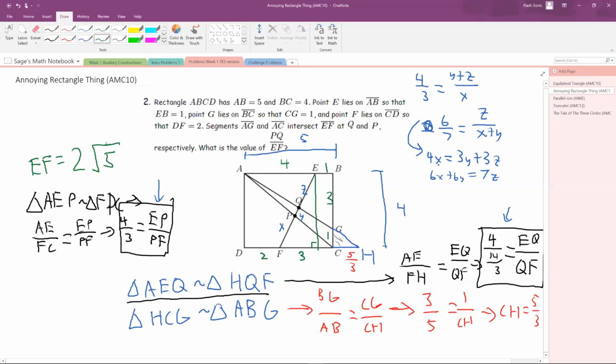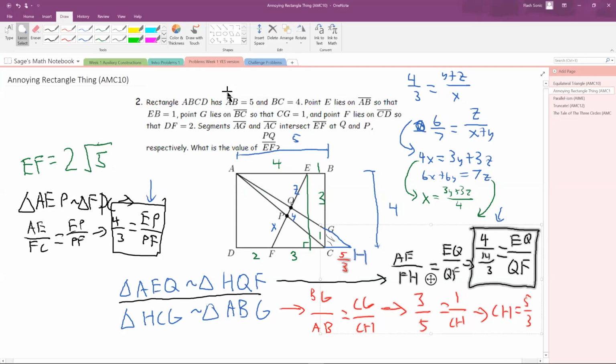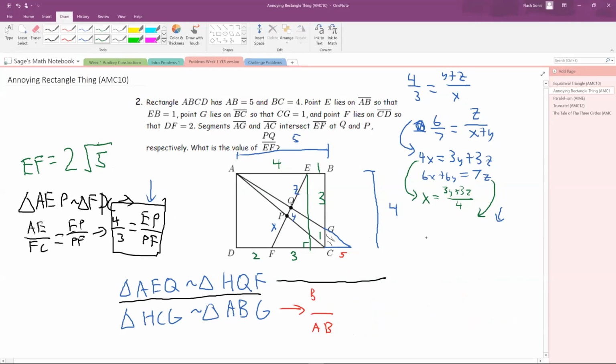And if we solve for everything in terms of the other variables, we should be able to get that. So from the first equation, we can get that x is equal to 3y plus 3z over 4. And plugging this into the second equation should get us that. Okay, I'm going to quickly erase some of my previous work because we're running out of room. And plugging this in should give us that 6 times 3y plus 3z over 4 plus 6y is equal to 7z. And then if we do all the expansion, we get that 18y plus 18z plus 24y is equal to 28z. And then doing some simplification, we can get that 21y is equal to 5z.